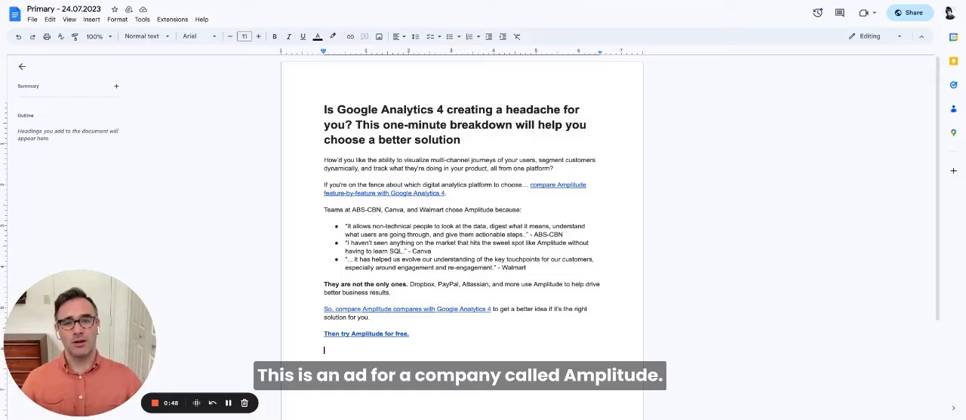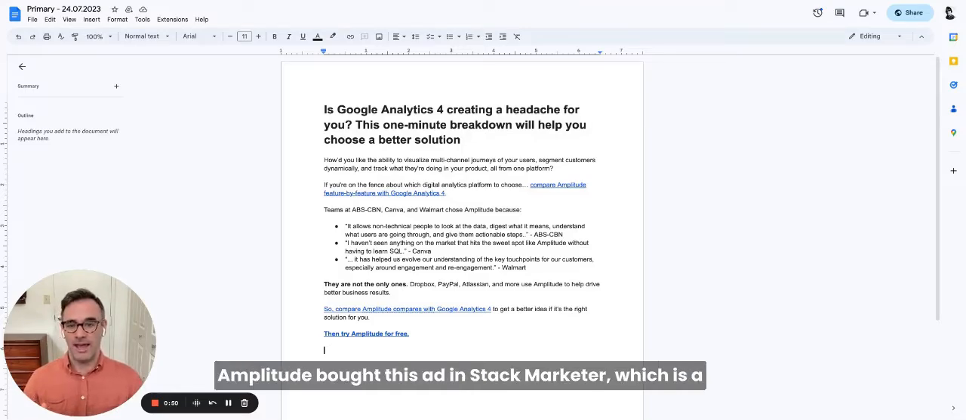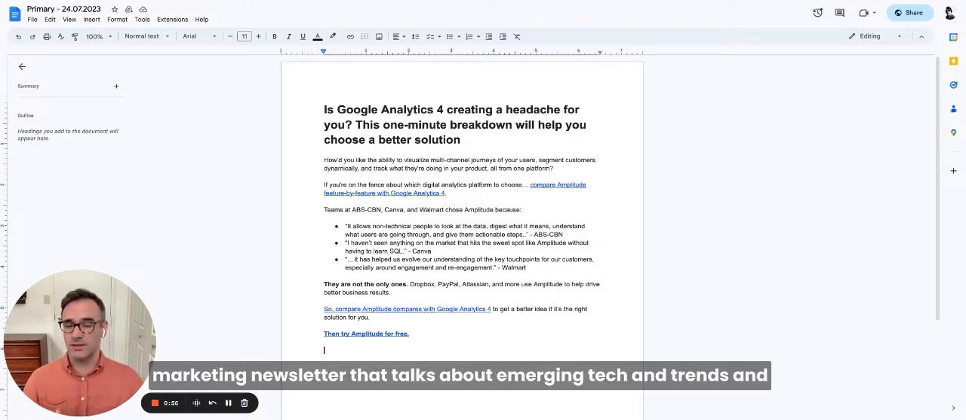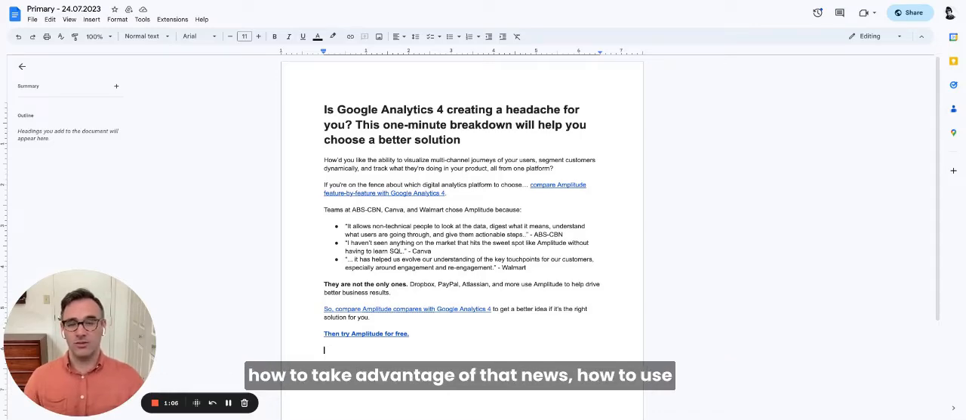This is an ad for a company called Amplitude. Amplitude bought this ad in Stack Marketer, which is a marketing newsletter that talks about emerging tech and trends and news in digital marketing, and then also helps marketers know how to take advantage of that news, how to use it to their competitive advantage, and so on. What's really cool about Stack Marketer is when you buy an ad placement with them, they write the copy for you because a lot of them are expert copywriters themselves, and they also know their audience really, really well. So that's one less thing you have to worry about.